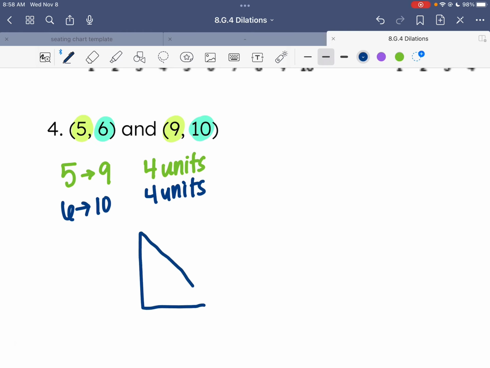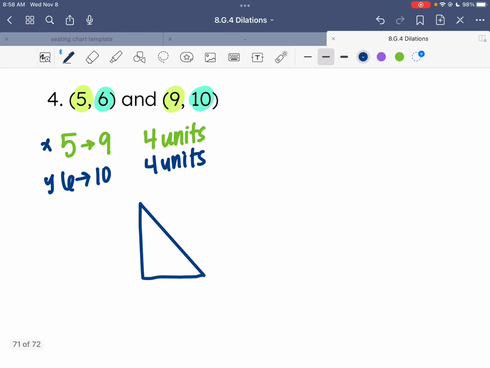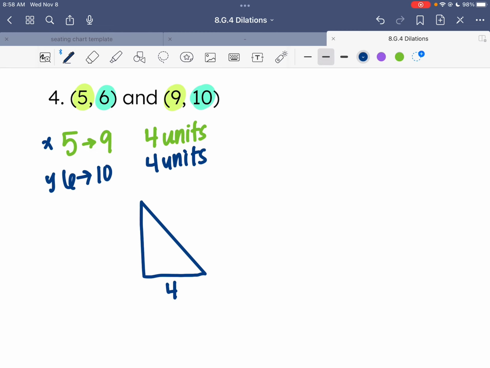Okay, so the x value goes left to right, and the y value goes up and down. So remember, this was our x values, this was our y values. So we're going to put 4 units left and right and 4 units up and down. And now we're going to find our hypotenuse, which is going to give us the distance between our 2 points.